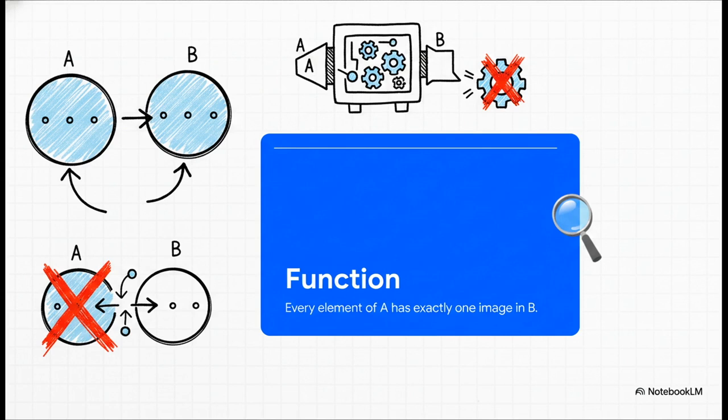Every single element of set A must have exactly 1 image in set B. You cannot have one input pointing to 2 different outputs. It literally breaks the machine. Every input gets 1 and only 1 output. This concept right here is the bedrock of calculus.